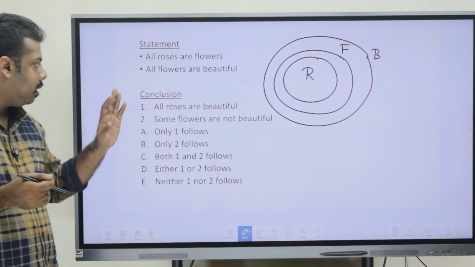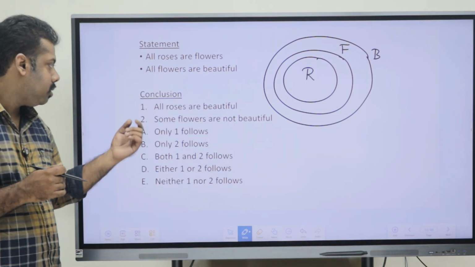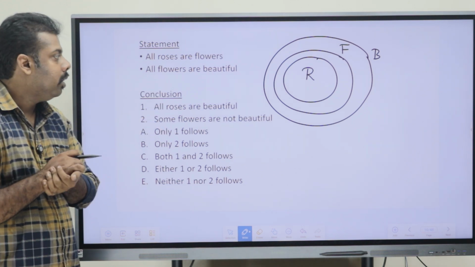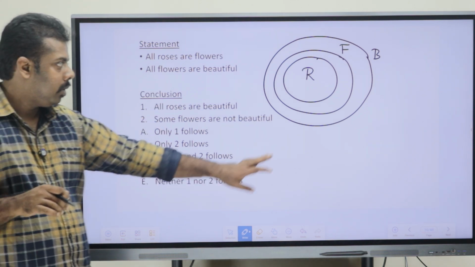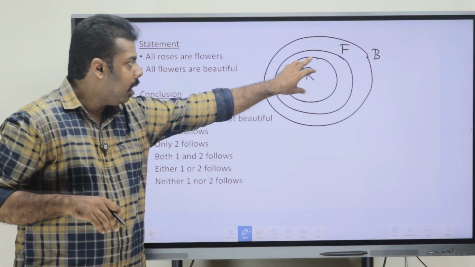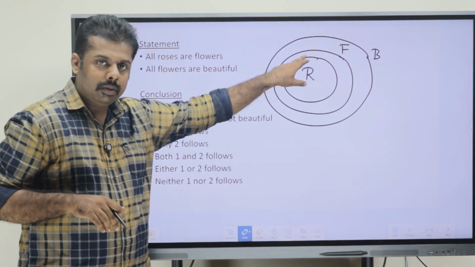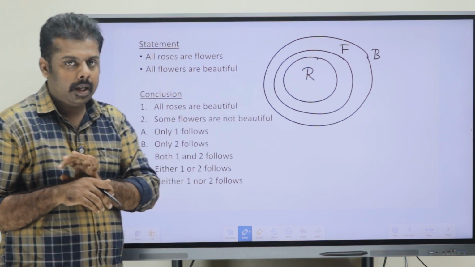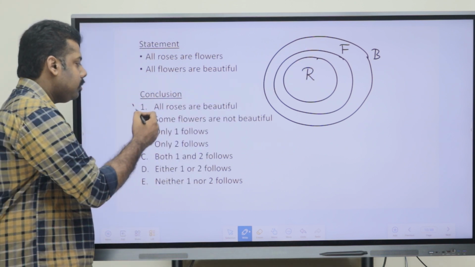Now we can just see the conclusions. So what does the first conclusion say? All roses are beautiful. Okay, is it right? All roses are beautiful. It is right. Okay, because beautiful is the outer circle. Roses is this first circle. So all roses are beautiful is right in this case. Okay, so the first one is right.